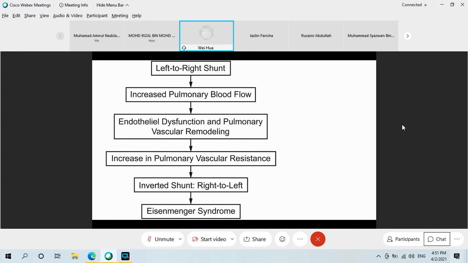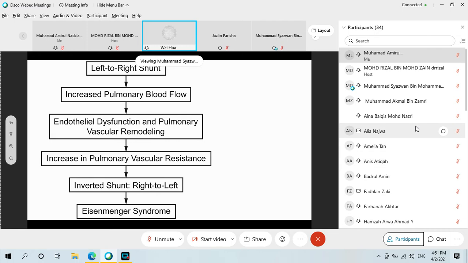Due to the pulmonary congestion, this will cause injury to the pulmonary vasculature and result in endothelial dysfunction and pulmonary vascular remodeling. The pulmonary vessel will build up more smooth muscle and result in an increase in pulmonary vascular resistance. When the ratio between the pulmonary vascular resistance and the systemic vascular resistance becomes 1:1, this will result in an inverted shunt from right to left and result in Eisenmenger syndrome, and the patient can present with cyanosis. Next.